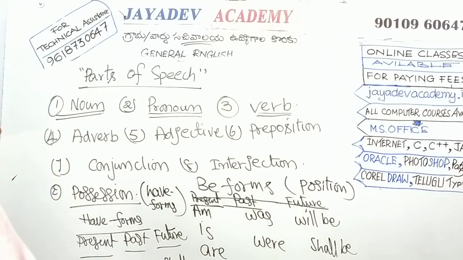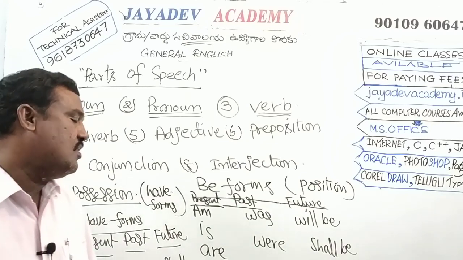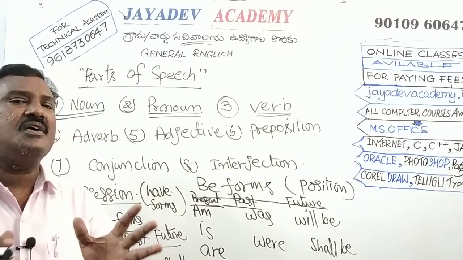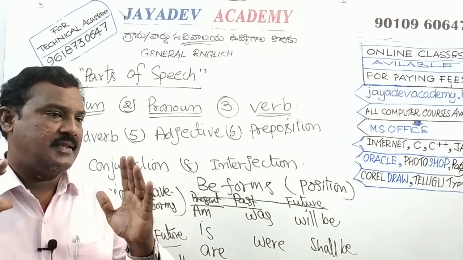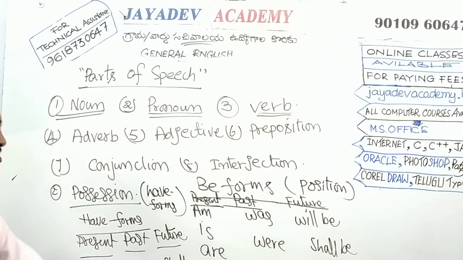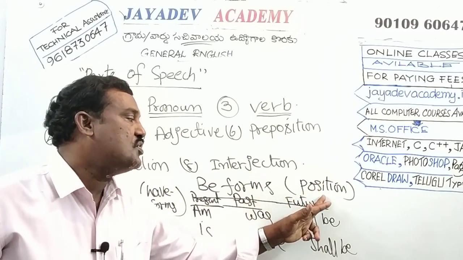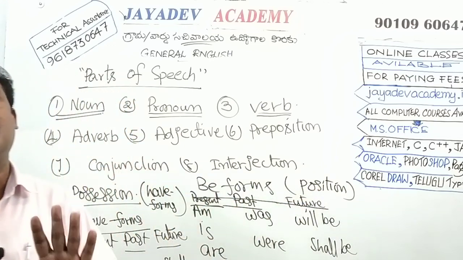Like that, according to the nature of the tense, we can use present have forms, past have forms, future have forms. Have forms express the possession or ownership of the subject. Then only have forms we have to take. Be forms express only the position or state of the subject.